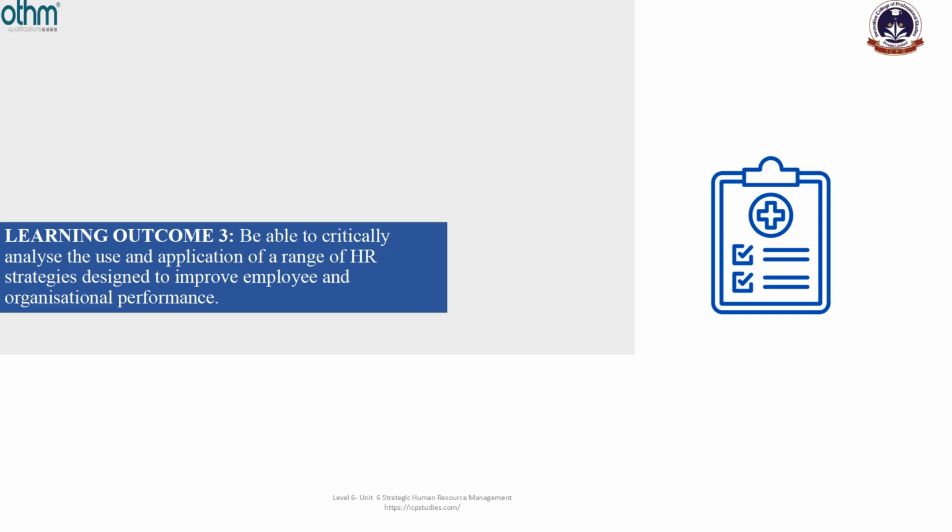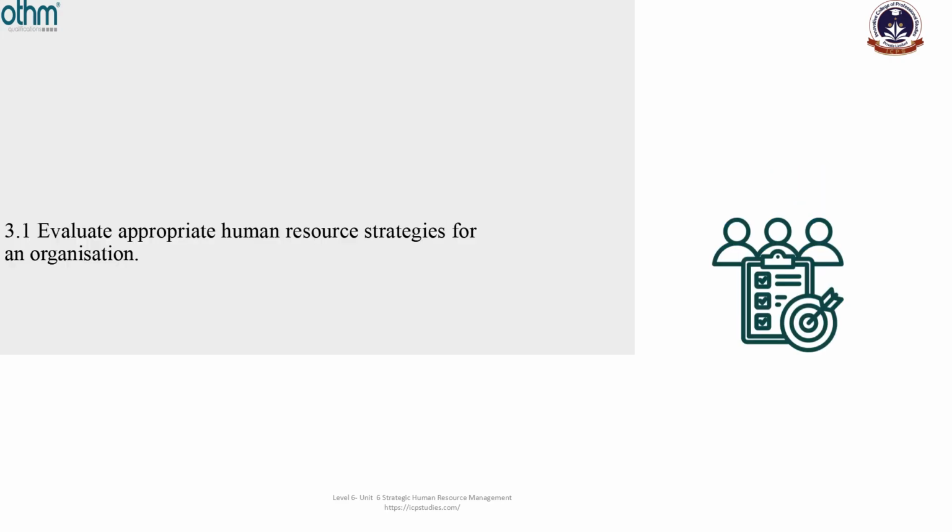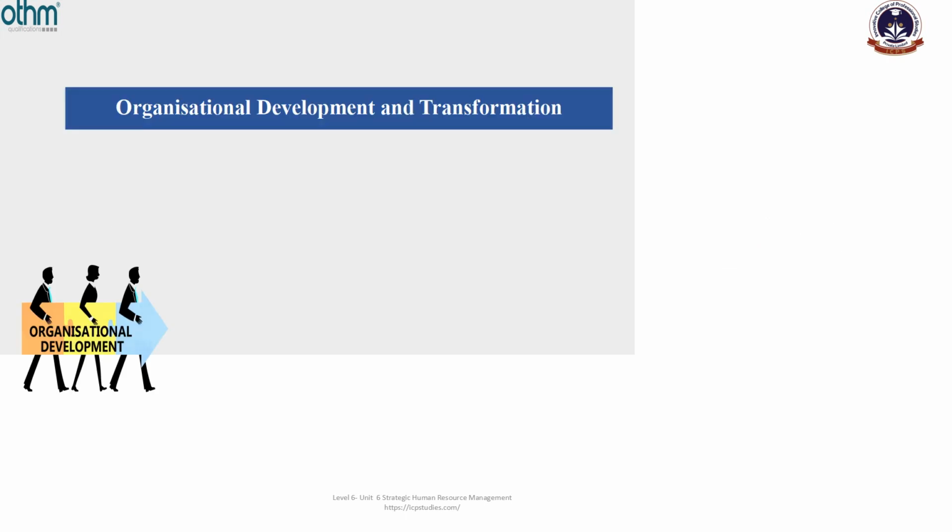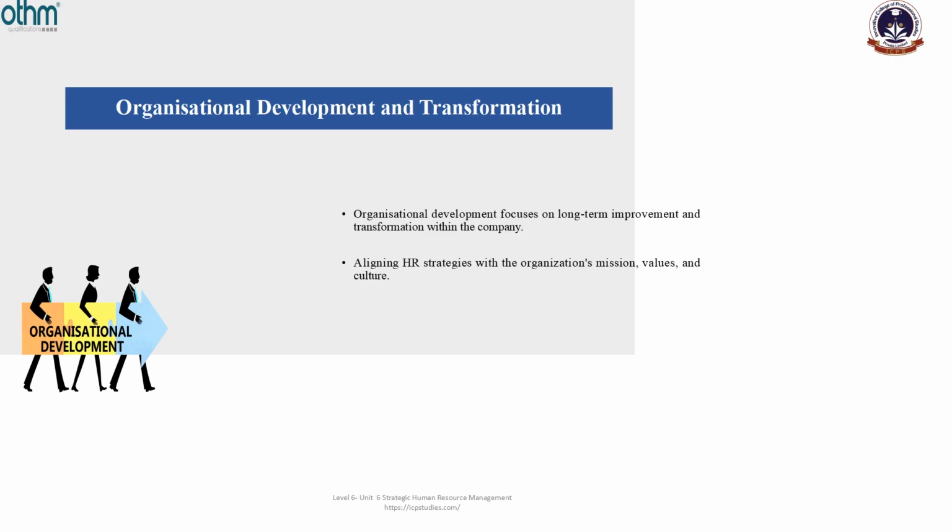Now we have the third learning outcome, in which we will be able to critically analyze the use and application of a range of HR strategies which are designed to improve employee and organizational performance. So we have the first assessment criteria, in which we evaluate human resource strategies for an organization. So first we will discuss organizational development and transformation. Organizational development focuses on long-term improvement and transformation within the company.